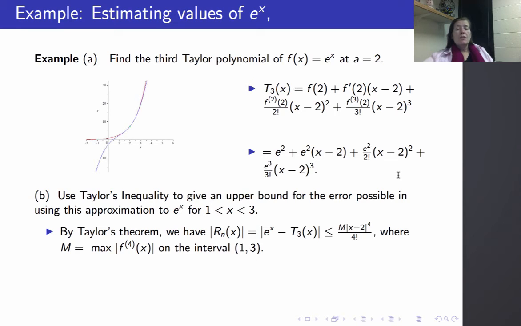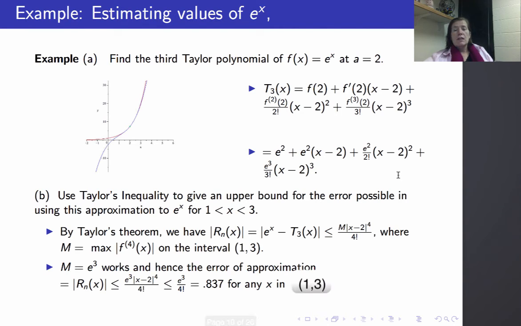We have whatever the remainder is, R3 of x here, its absolute value, which is the absolute value of e to the x minus T3 of x, has to be less than or equal to M times the absolute value of (x minus 2) to the 4 over 4 factorial, where M is the maximum or an upper bound for the absolute value of the fourth derivative of f on this interval. And of course, we know that the fourth derivative of f is e to the x, and it maxes at x equals 3 on this interval.